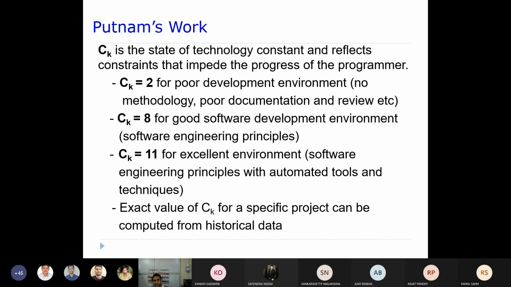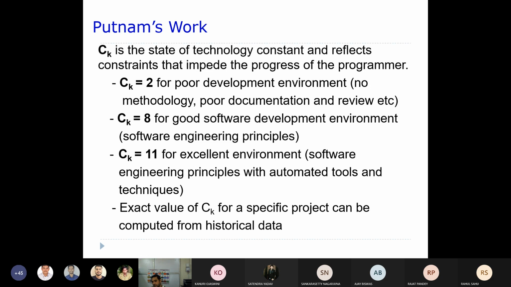And Ck is equal to 11 for an excellent environment. That means we apply the software engineering principles, we have gone through proper methodology, documentation, reviews, everything, and along with that we have used many automated tools and techniques. Then in that case, the job of the programmer who is going to develop the software is quite easy, and as a result Ck is equal to 11. So a higher value is given to that constant, but the exact value of this Ck for a particular specific project can be computed from historical data, if available.